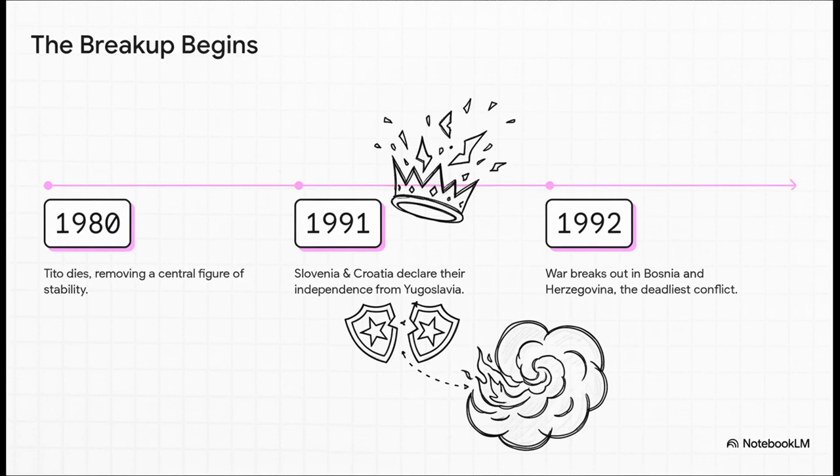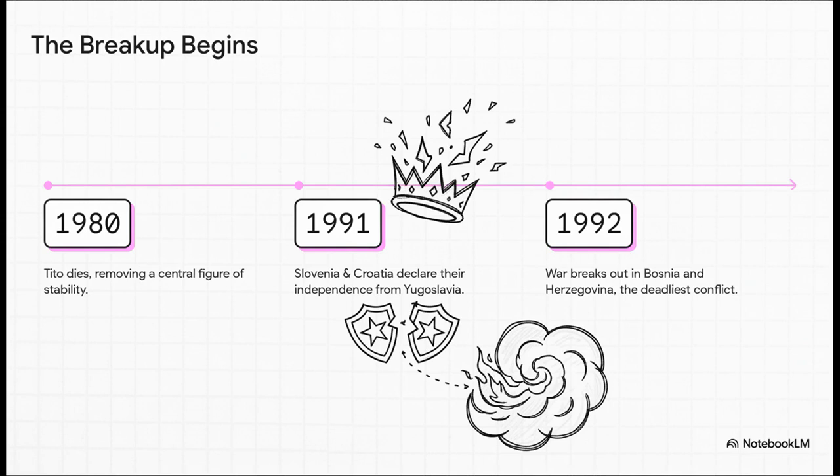This timeline really shows how fast it all happened. After Tito died in 1980, things started to fray. But the real moment of no return was in 1991. That's when 2 of the republics, Slovenia and Croatia, officially declared they were leaving Yugoslavia and becoming independent countries.